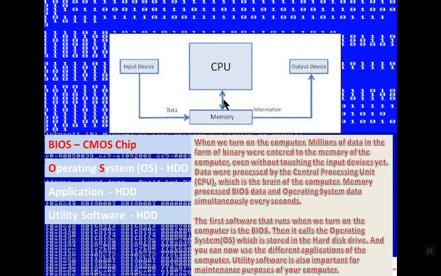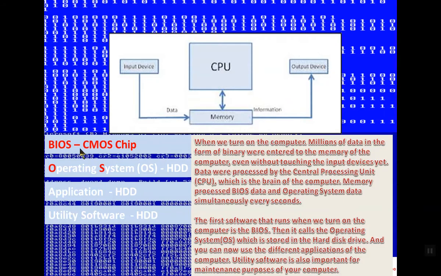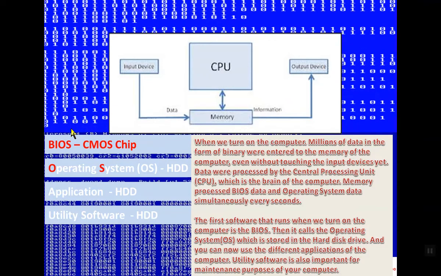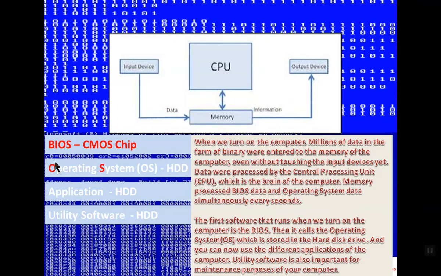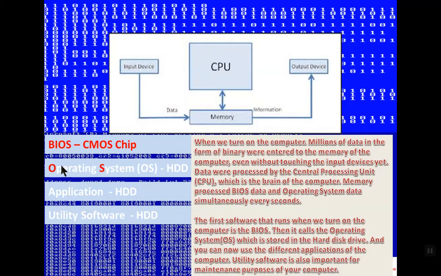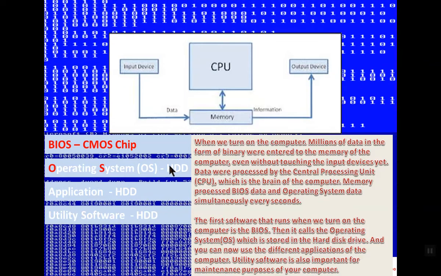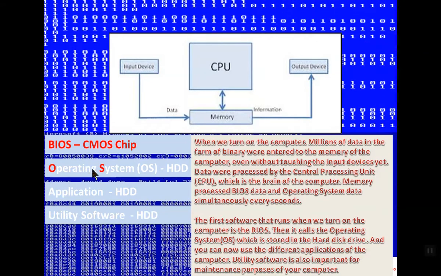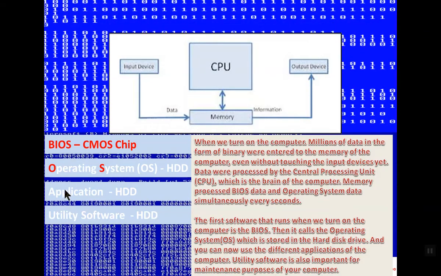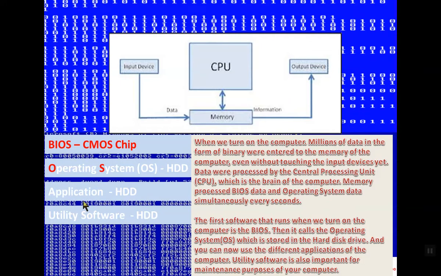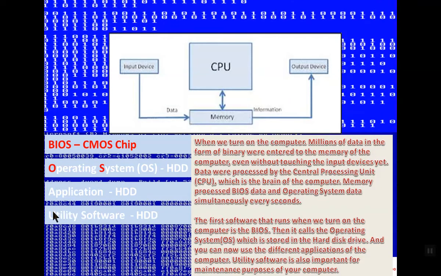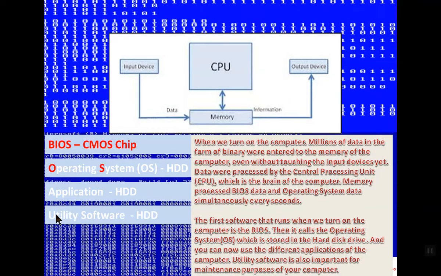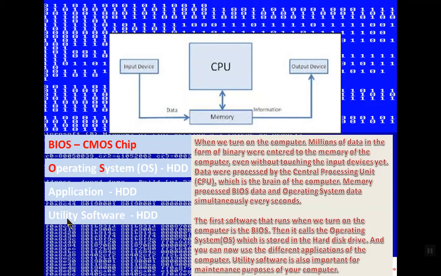The first software that runs when we turn on the computer is the BIOS. Then, it calls the operating system, which is stored in the hard disk drive. And you can now use the different applications of the computer. Utility software is also important for maintenance purposes of your computer.